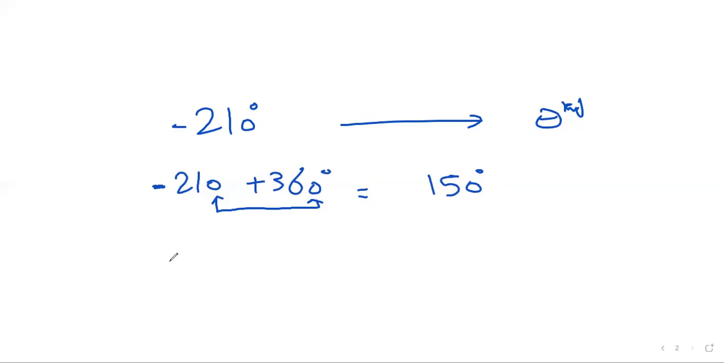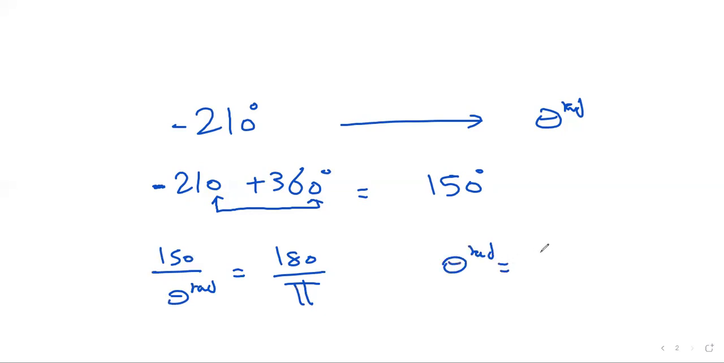So it will be what, Mariam? Okay, 150 over theta radian equals 180 over pi. By using the calculator, theta radian equals 150 pi over 180. Simplify them. Equals 5 over 6. Great, lovely. 5 pi over 6 radian. That's right. Great.